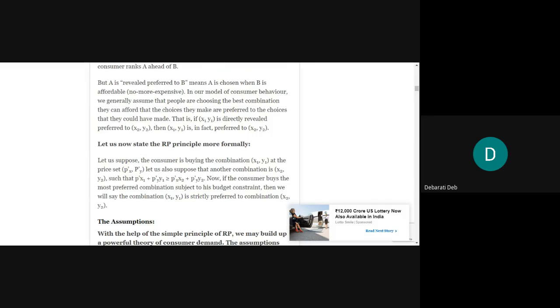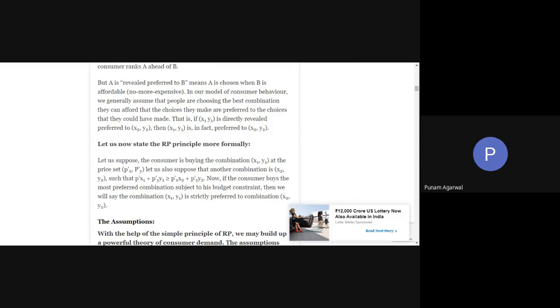Okay, so we were about to start with the assumptions and the revealed preference principle more formally, right? We did just the discussion on the concept and what we understood. Can anyone give me a summary of yesterday's discussion? What comes to your mind when you hear this theory, revealed preference theory? Can anyone give me a proper answer? Yes, tell me.